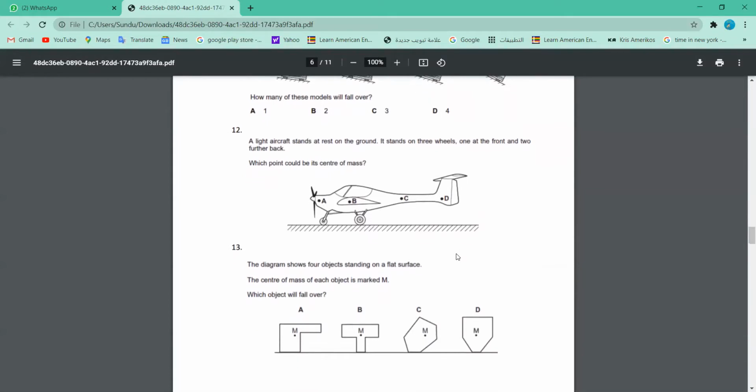Question number 12: a light aircraft stands at rest on the ground. It stands on 3 wheels, 1 at the front and 2 further back. Which point could be its center of mass?